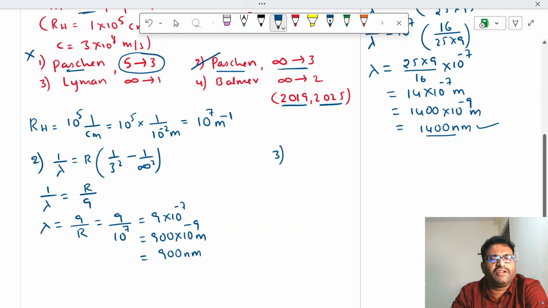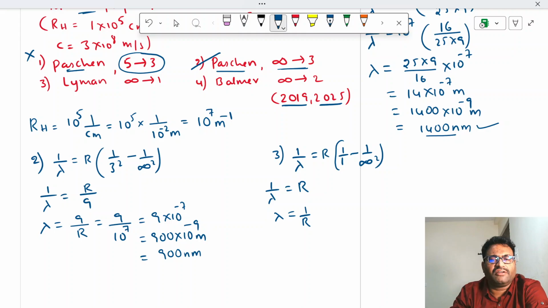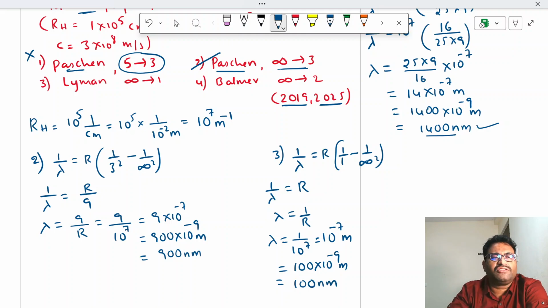Third option, what is given? Lyman series, infinity to 1. So 1 by lambda is equal to R into 1 by 1 minus 1 by infinity square. So 1 by lambda is equal to R. Lambda is equal to 1 by R. Lambda is equal to 1 by 10 power 7, that is equal to 10 power minus 7 meters, that is equal to 100 into 10 power minus 9 meter, that is equal to 100 nanometer. So that is not the correct option.